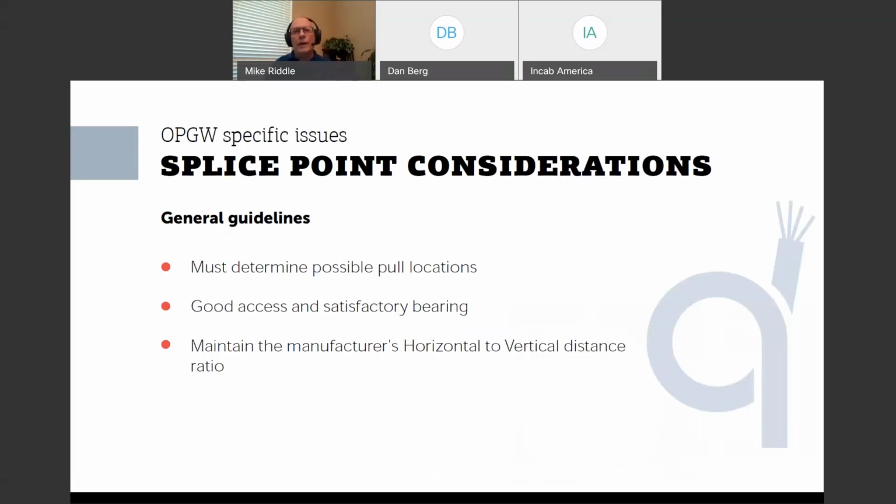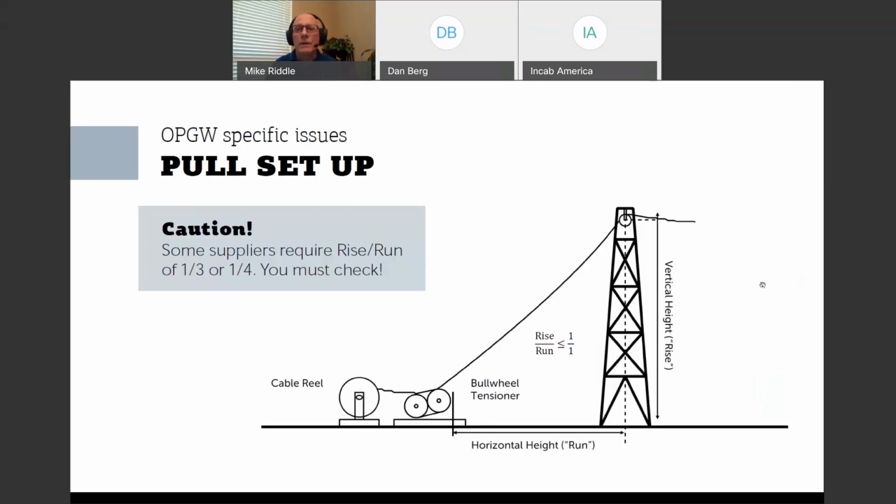So either way, you've got to pick your splice points. And so now we're going to talk about that. Of course, the first thing is, what's a good location to set up to do your pull? Such a location has to have good access, and it has to be able to support the weight of the equipment that you're using, right? So if a pole is in the middle of a swamp or something, that could be a problem. You might want to pick a different location for the splice point. You also have to maintain the cable manufacturer's recommended horizontal to vertical distance ratio, and that's shown here.